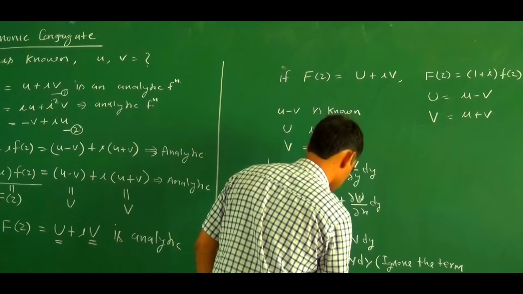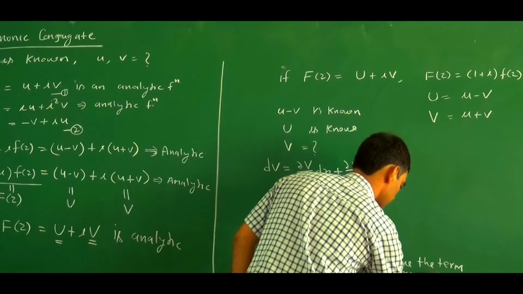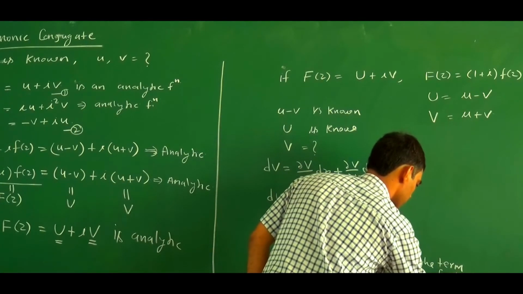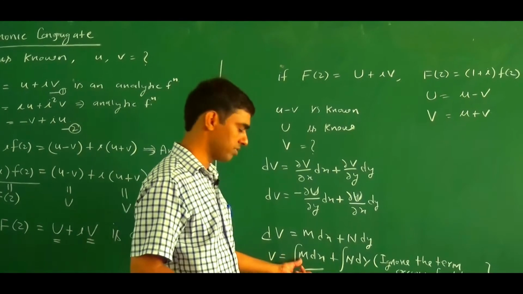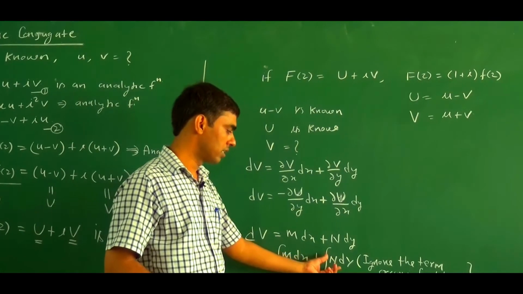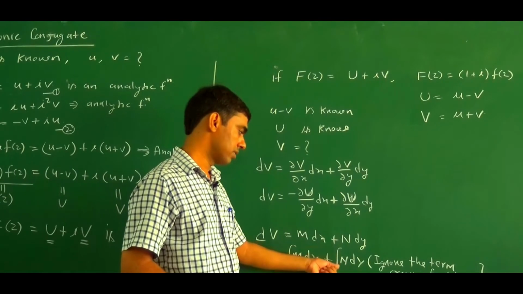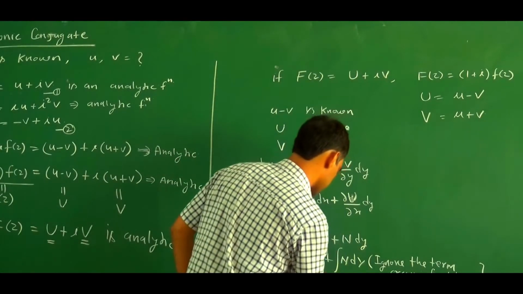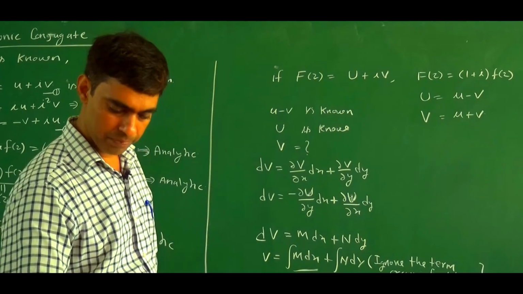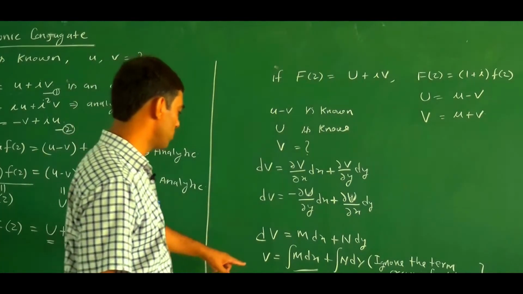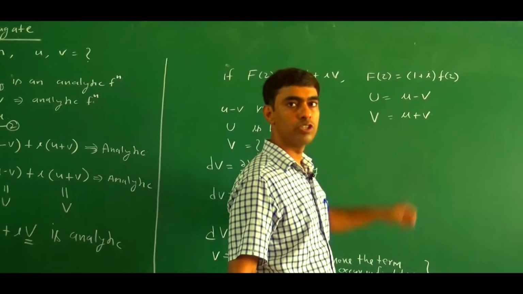that occur in the first term. Suppose this is the first term; we ignore the term which has already occurred in the first term. Then we write a constant of integration, plus c. So this is V. In this way we are able to find capital V, and once we find capital V, we find u plus v.